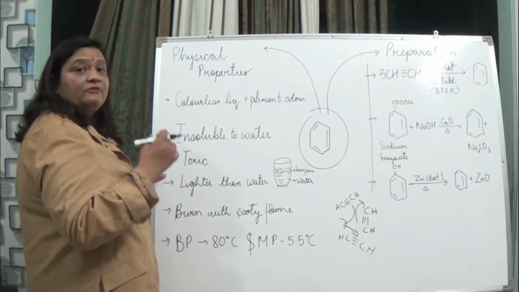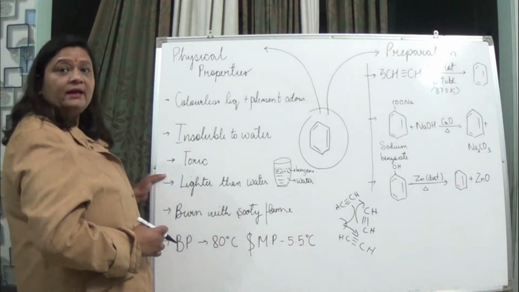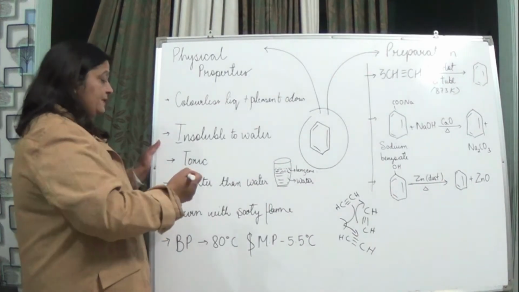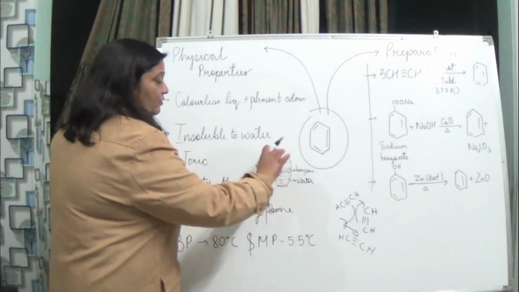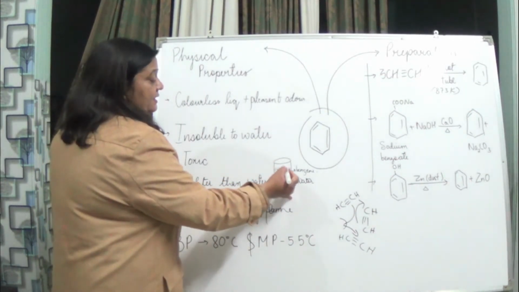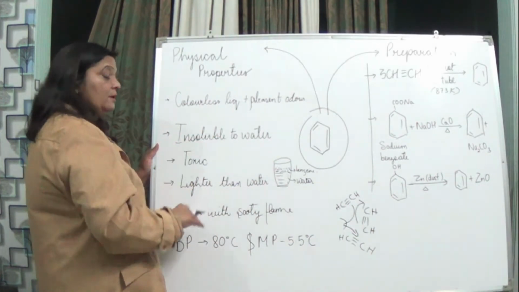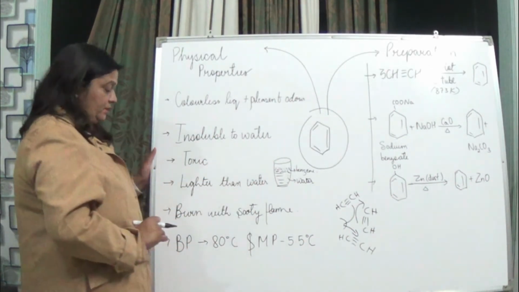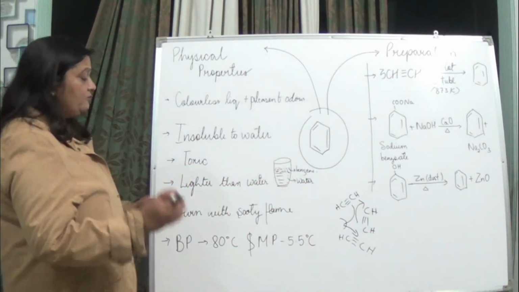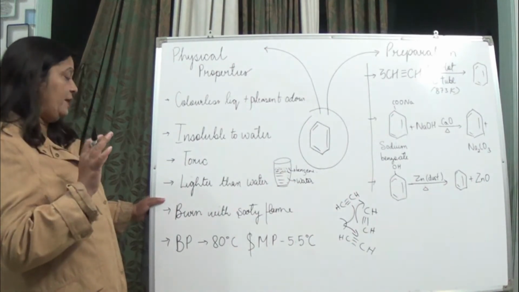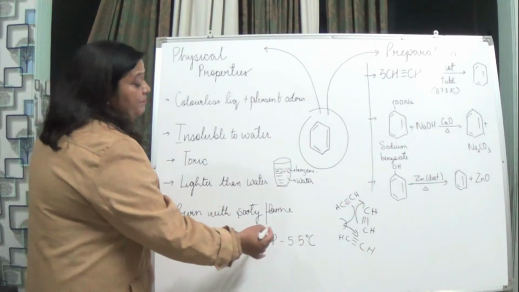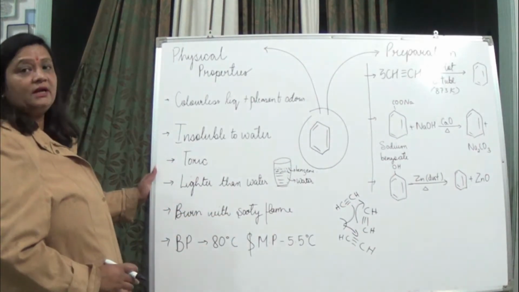When we ask which is lighter, water or benzene, water is heavier than benzene. So benzene is lighter than water, and if you keep it in a glass, you can see the separation level. Benzene gets arranged above water, so it is lighter than water. As this is an unsaturated hydrocarbon, it will burn with a sooty flame. Its boiling point is 80 degrees Celsius and the melting point is 5.5 degrees Celsius.